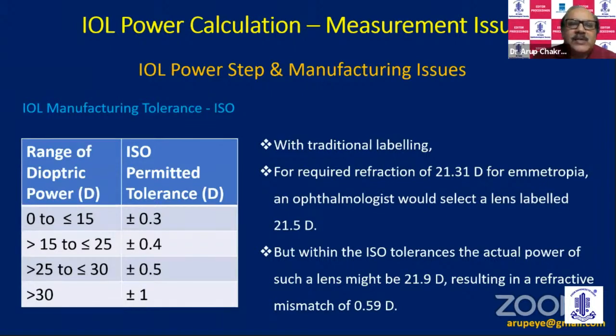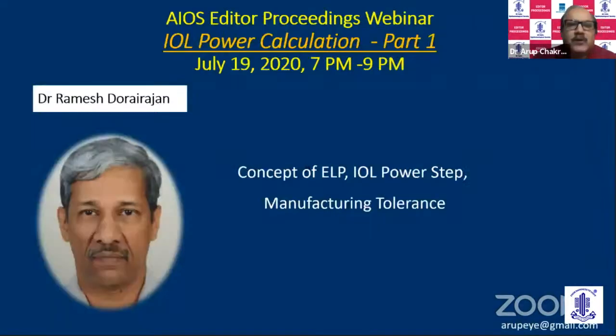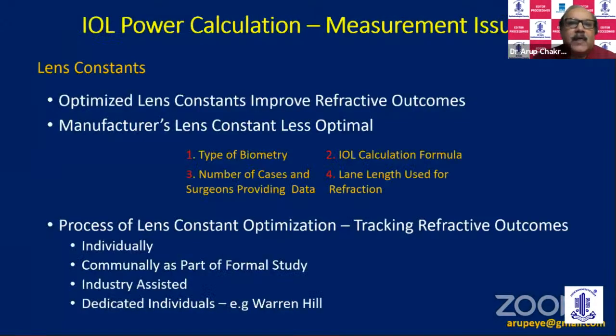So we need to have a situation where perhaps Ramesh will throw more light on this. Instead of having lenses available in 0.5 steps, we need to have 0.25 steps. The industry also needs to look into the IOL manufacturing tolerance. So Ramesh will be telling us about IOL power steps, the concepts of ELP, how important it is, and the manufacturing tolerance. And then we'll talk about the lens constants.